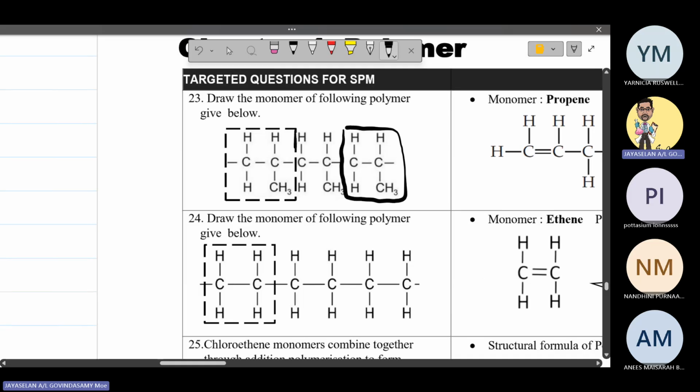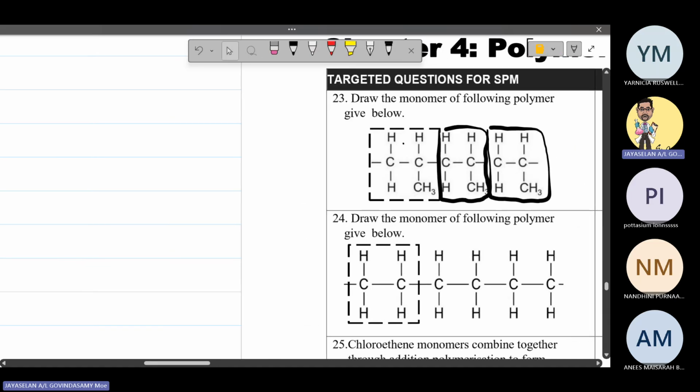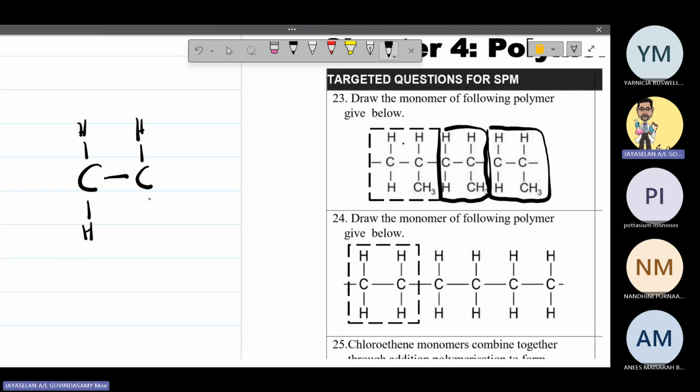So underline, this is one monomer, this is two monomer, right? So I take this monomer and draw it here. H, I draw H. Then here got CH3, right? Please put in your mind, a monomer must have a C double bond C. So you put the double bond. After that, you look at the structure you drew. This belongs to what homologous series? Alkene. What is n? Total carbon 1, 2, 3.